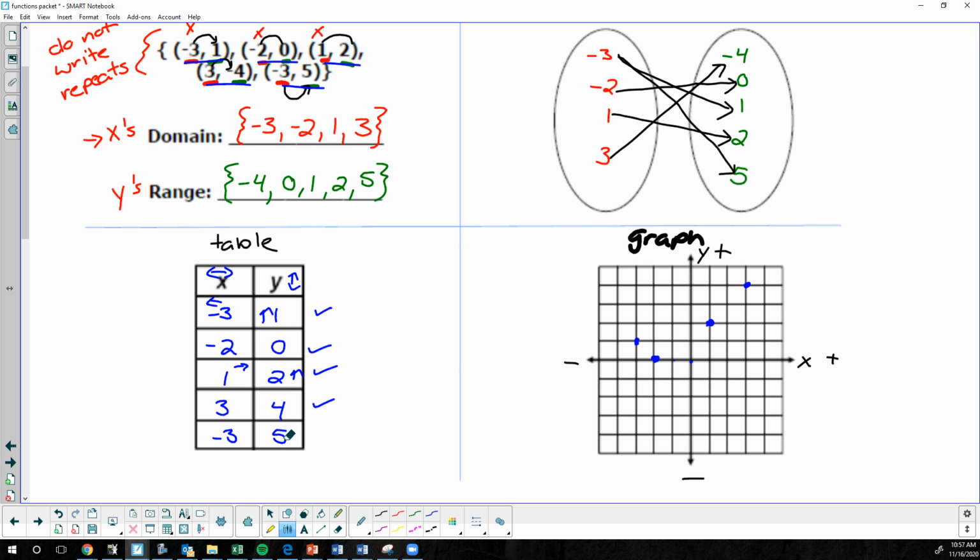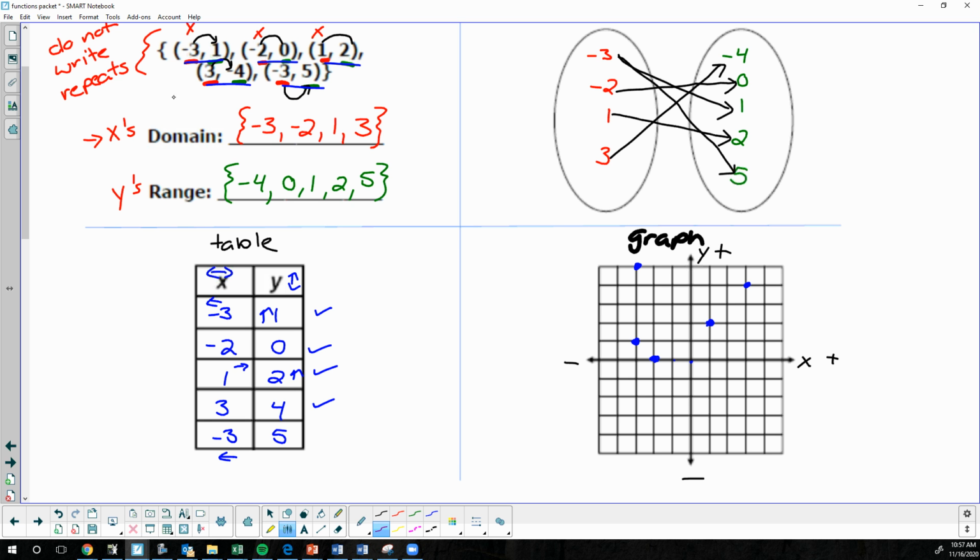And then -3, 5. So again, this is a negative, so I'm going to the left. -1, 2, 3, and up 1, 2, 3, 4, 5. It is up here. So I have 5 points graphed. From here, you can then use the information that we've been practicing to talk about whether or not they are a function. So a quick review.